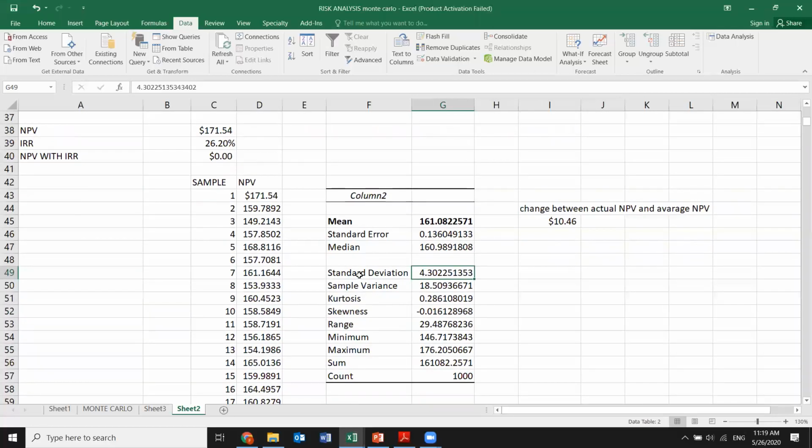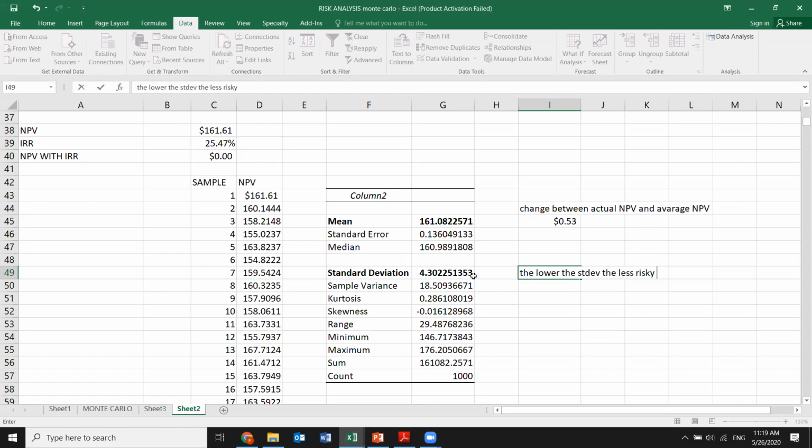Then we need the standard deviation explanation here, okay? So if it's low, the riskiness is reduced. The lower the standard deviation, the less risky the project is, actually.